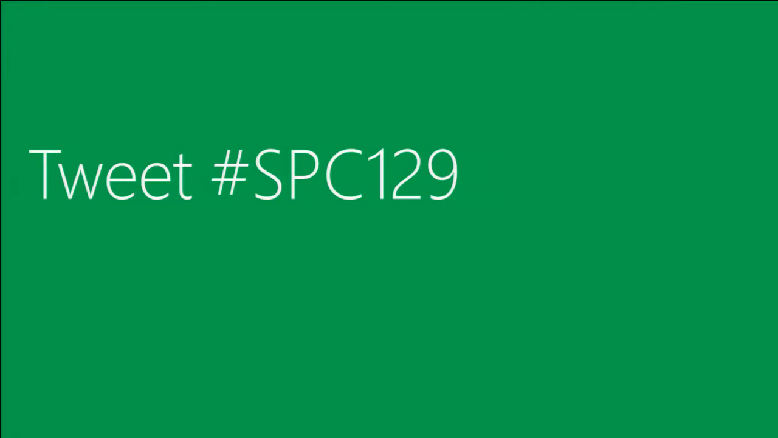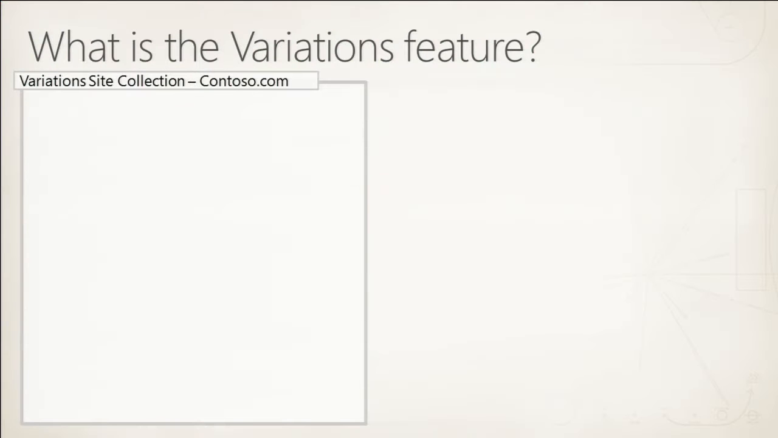So just as a level set, a vast majority have used variations in the past. But for any of you who haven't, or any of you who want to hear it straight from us, what do we see as the variations feature? Well, it's a couple things. It's a feature that enables you to manage content in a variety of different languages. It lets you sync that content. It manages the creation and syncing of that content across different languages.